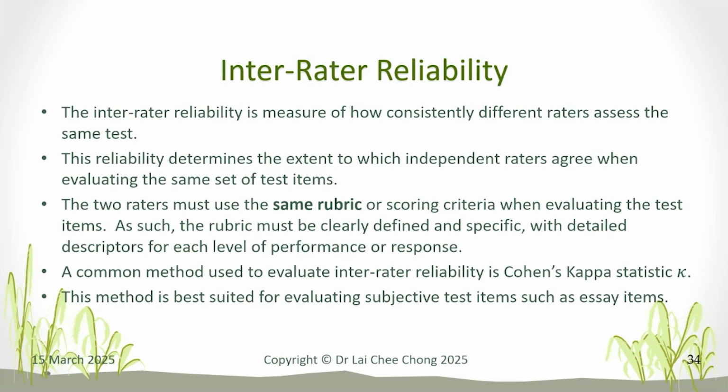That's important. Okay? And so therefore we have to do this after they have done the rating of the test paper. Now, what method do we use to evaluate this kind of what we call the inter-rater reliability? We use what we call the Cohen's Kappa statistic, K, or Kappa rather. This is a Kappa. And we use the Cohen's Kappa statistic to evaluate the inter-rater reliability.